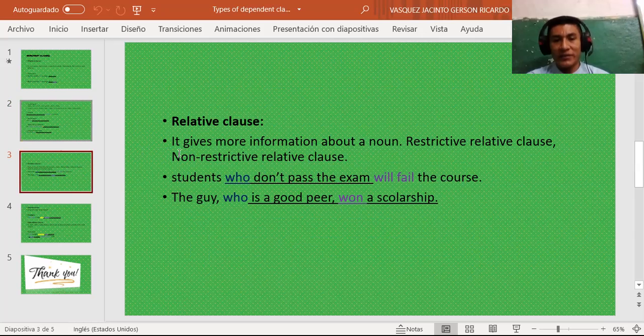Listen: students who don't pass the exam will fail the course. In this case, we can define that in a restrictive relative clause, the relative clause is essential in the sentence. If you read "students who don't pass the exam will fail the course," we have underlined our dependent clause, who don't pass the exam, which means this group only. Students will fail the course.